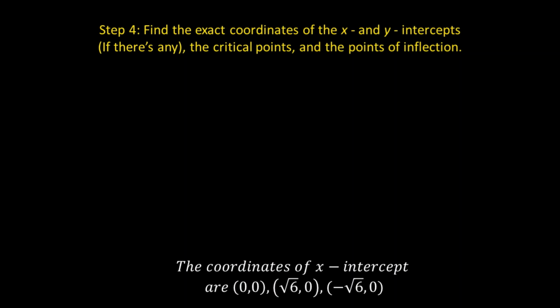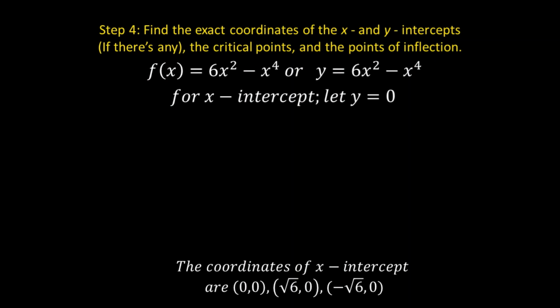Step 4. Find the exact coordinates of the x and y intercepts, if there is any, the critical points and the points of inflection. Recall that f of x is equal to 6x squared minus x raised to 4, or can be written as y is equal to 6x squared minus x raised to 4. For x-intercept, let y is equal to 0. We have 0 is equal to 6x squared minus x raised to 4. Factor the expression, we have 0 is equal to x squared multiplied by 6 minus x squared.